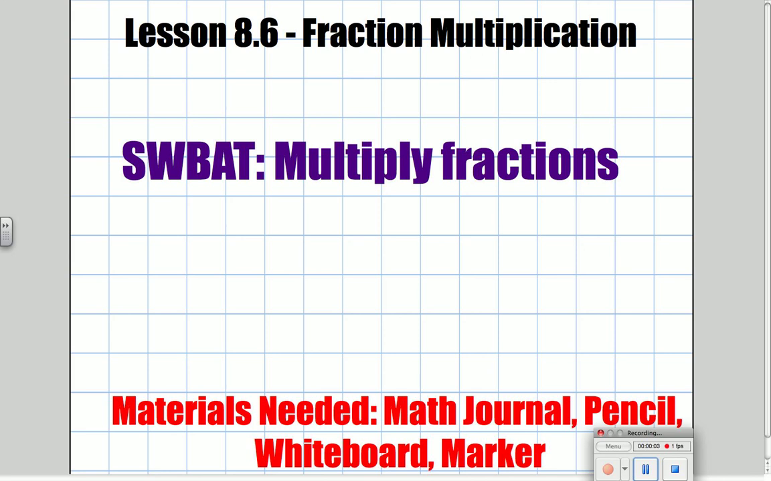Hello and welcome to lesson 8.6, fraction multiplication. Our objective for today is: students will be able to multiply fractions.